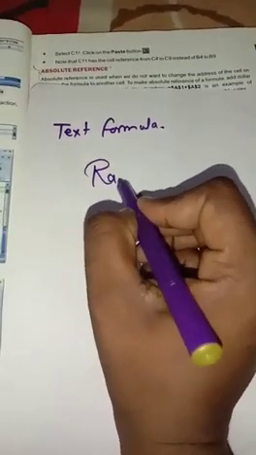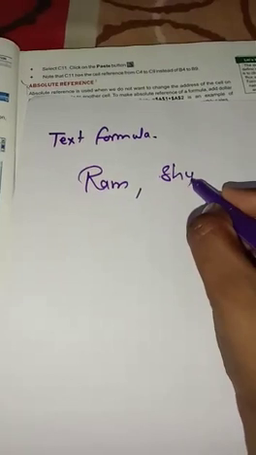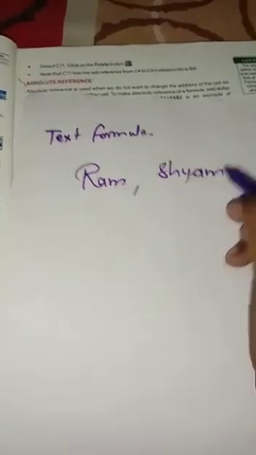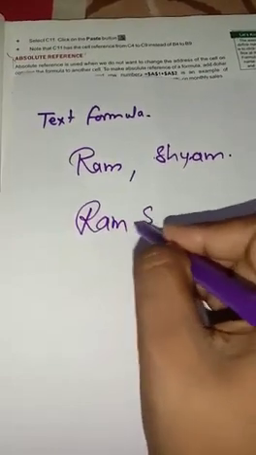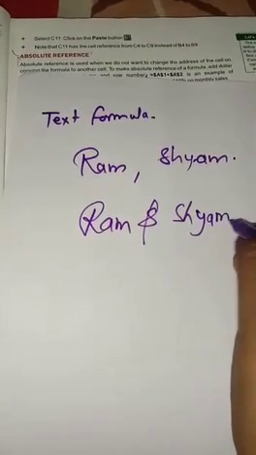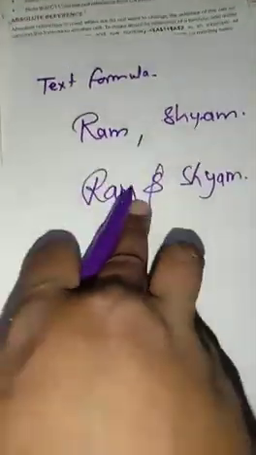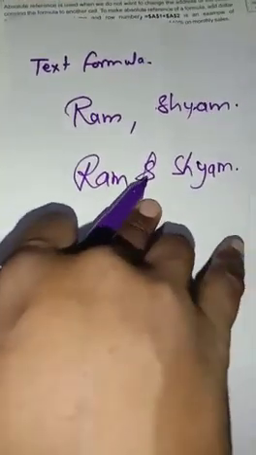In text formula, we add two texts. For example, Ram, and then the second name is Shyam. We have to join these names, so we will write Ram and Shyam. Joining these letters, we have to use a formula, and that formula is known as text formula.